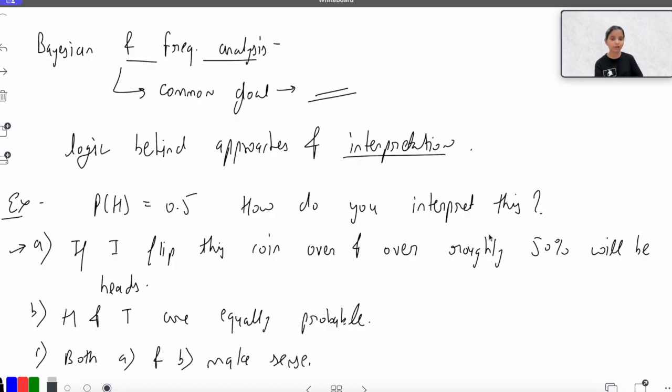Okay, so this interpretation, what we are seeing in the first thing, that if we flip the coin over and over infinitely so many times, there are approximately 50% heads. So this is the interpretation when you are doing a frequentist approach. Now, second thing, that heads and tails are equally probable. This is the interpretation that we usually give according to the Bayesian point of view. Okay, so basically both of the statements make sense, but one corresponds to the frequentist approach and the second corresponds to the Bayesian approach.